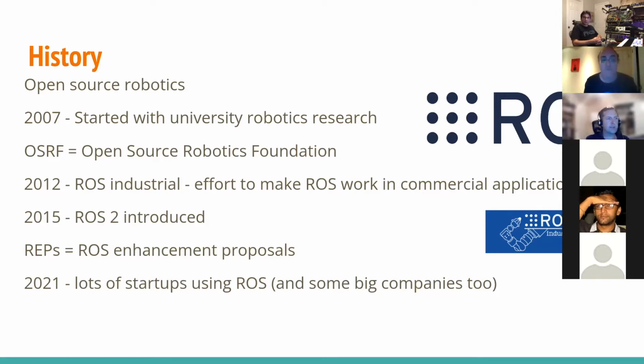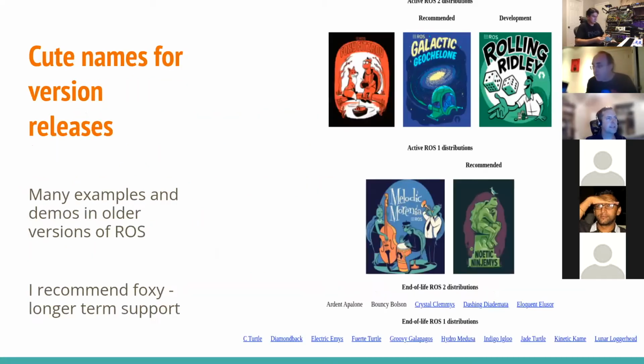In 2015, they introduced ROS2, and I'll be talking about the differences between ROS1 and ROS2. It's a community, so just like we've got Python enhancement proposals, they've got ROS enhancement proposals. And as they're maturing ROS, they've got this structure in place to handle those open source issues. And in 2021, we've got a whole lot of software startups using ROS, and also some big companies too. So there's a lot of really fascinating stuff that people are doing with ROS.